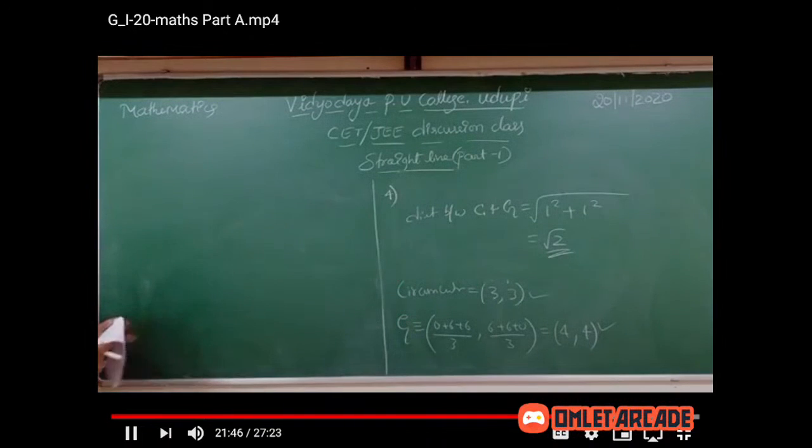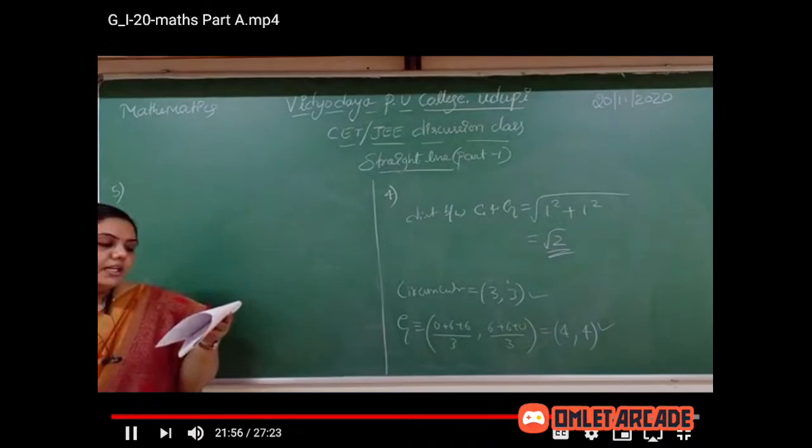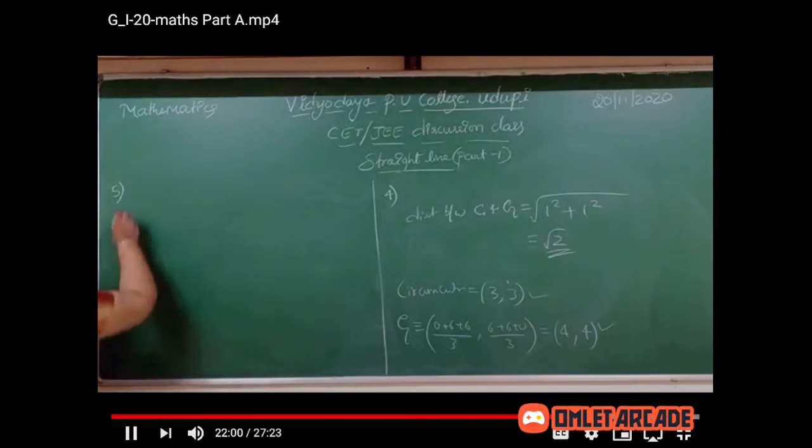Next, fifth question. If the area of the triangle formed by the points (a, 0), (0, 1) and (-1, 0) is 20 square units, then a is. So the area is how much? 20.